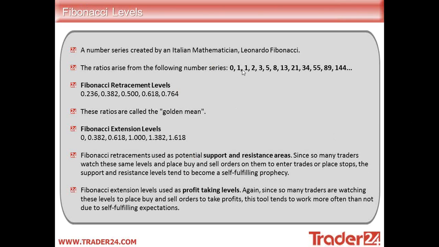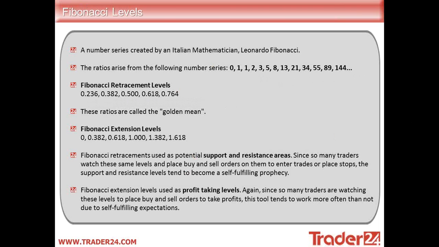What you're going to have is 0 plus 1 equals 1, 1 plus 2 equals 3, 2 plus 3 is 5, 3 plus 5 is 8, and so on and so forth as you go through the number sequence itself. But more importantly, the percentage levels that we are able to derive from the sequence are what we care about as traders. The levels that are significant to us are the ones I've listed here: the 0.23 level, the 0.38, the 0.50, the 0.61, and 0.76. Those are basically called the golden mean.